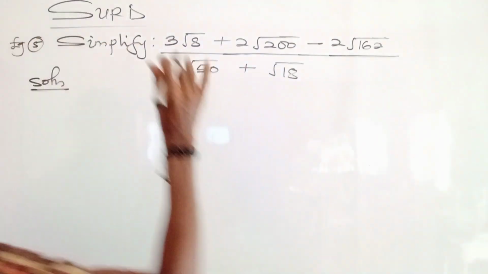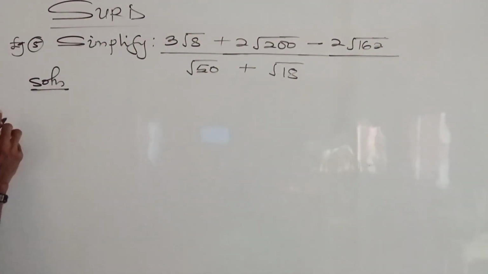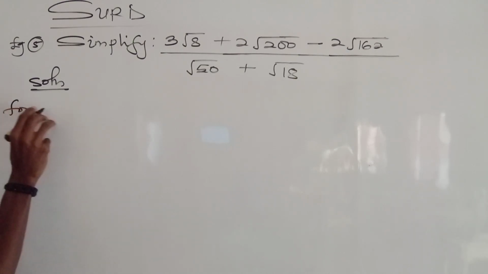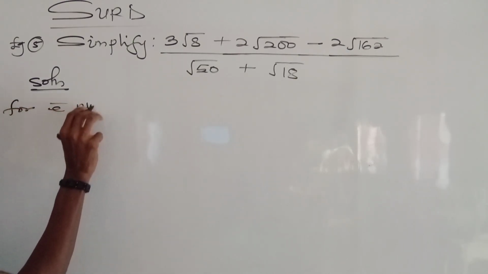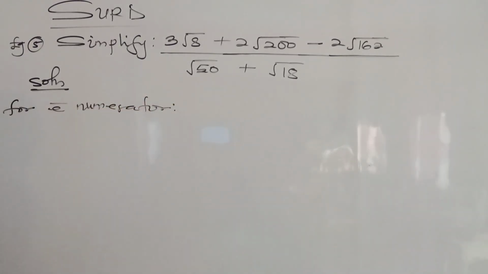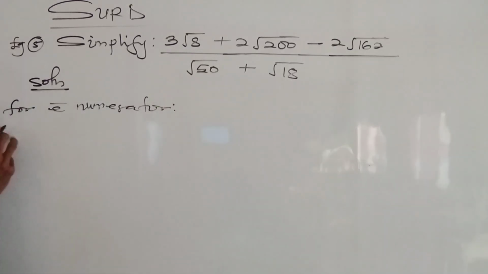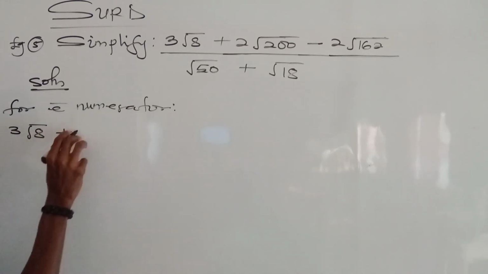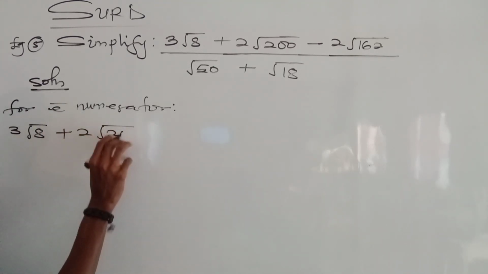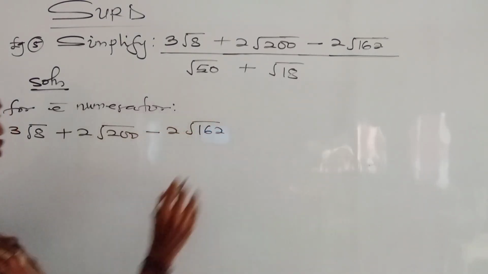I'm going to solve only the numerator first. So for the numerator, let me repeat the question. I have 3 root 8, I hope you are following, 3 root 8 plus 2 root 200 minus 2 root 162.